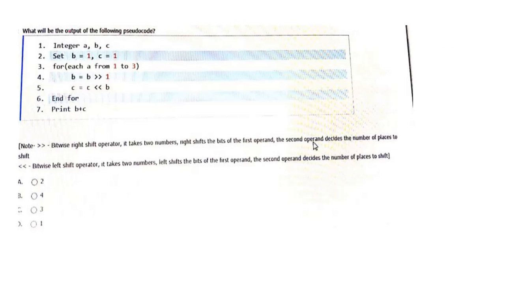Here's our next question, what will be the output of the following pseudocode. Here we are having three integers a, b, c, and we are setting b equal to 1 and c equal to 1. Now simply we are running a loop where a equal to 1 up to 3, right? So a less than or equal to 3, that is the condition we are running the loop. Now inside the loop we are changing the values.